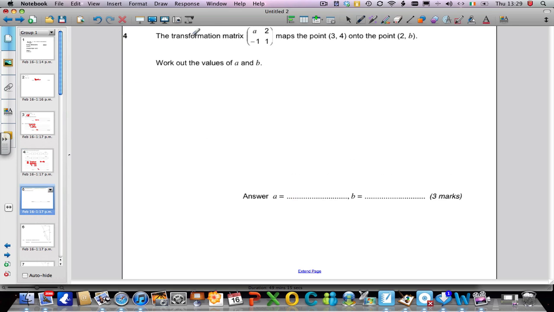Right, question 4 gives us a transformation matrix, and it tells us that it maps the point (3, 4) onto the point (2, b), and we're asked to work out the values of a and b. So just some matrix multiplication here. So we have the matrix with a, 2 on the top and minus 1, 1 on the bottom, and it maps the point (3, 4). So when I multiply it by the point (3, 4), which I'm going to write as a matrix, it should give me the point (2, b). So let's do some matrix multiplication here.